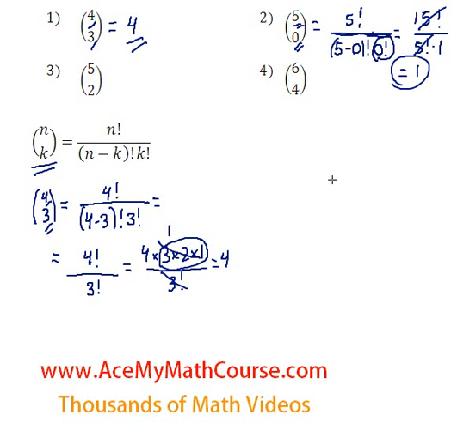Should have picked different colors to answer the questions. I'll do that now. With number 3 now, we have 5 choose 2. What is that going to be equal to? That's going to be equal to n factorial, which is 5 factorial in this case, all over n minus k factorial, so 5 minus 2 factorial times k factorial. K is just 2. Great, so we have 5 factorial over 5 minus 2 is 3, so we have 3 factorial times 2 factorial.